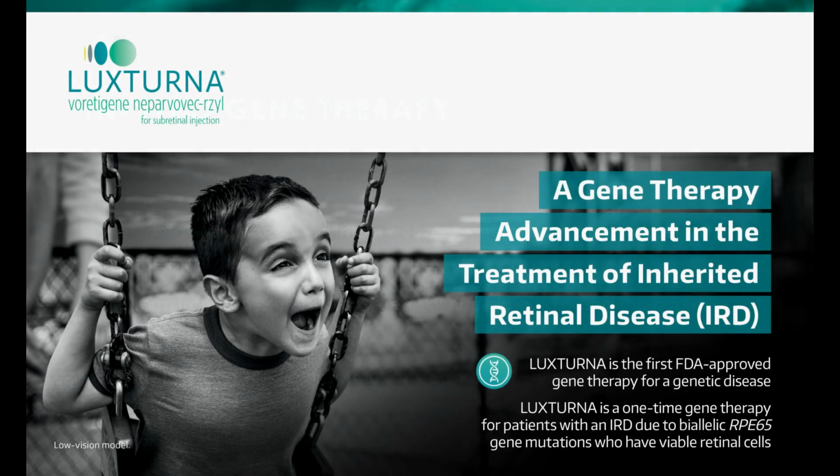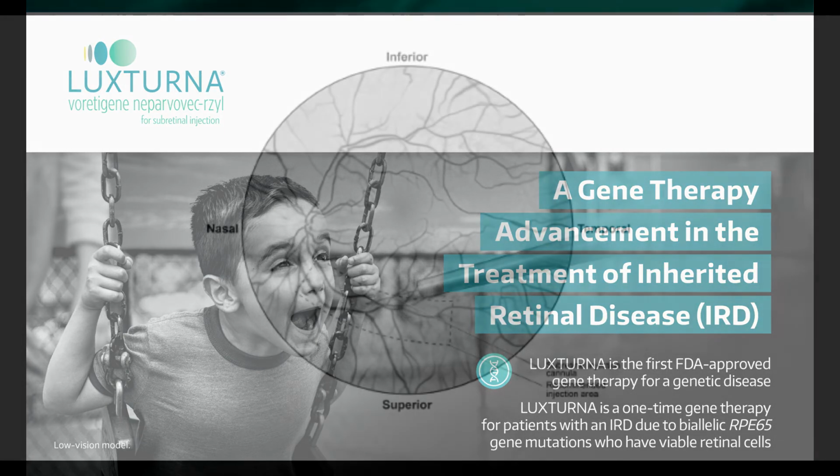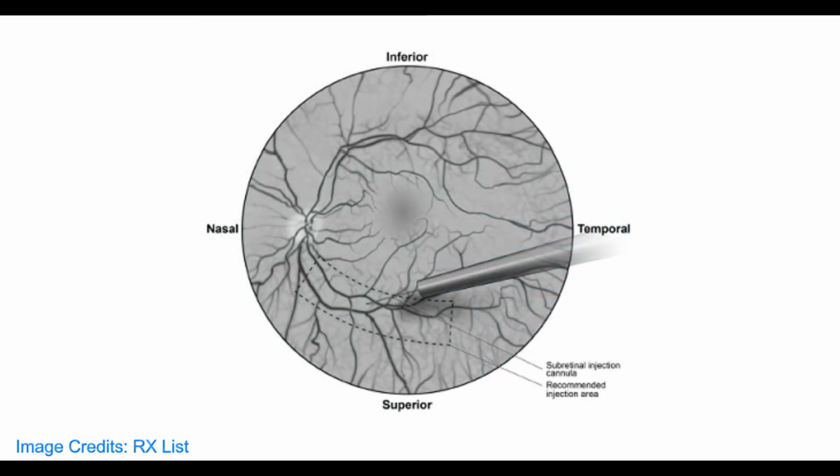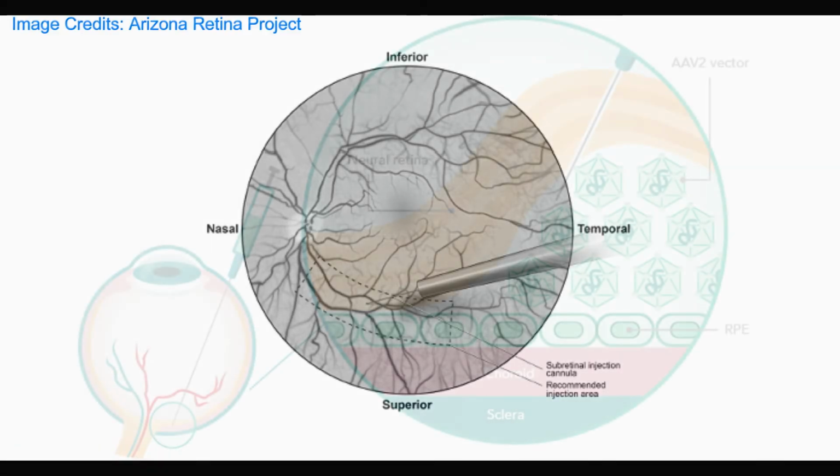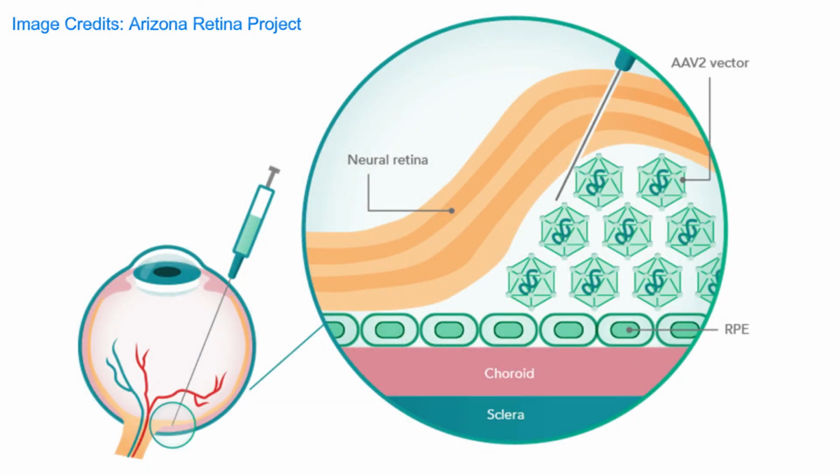For example, a drug called Luxturna is directly injected beneath the retina. It is used to treat a retinal dystrophy, and basically Luxturna delivers the RPE65 gene, which restores the missing enzyme necessary for the retinal epithelium that produces the retinal pigment.